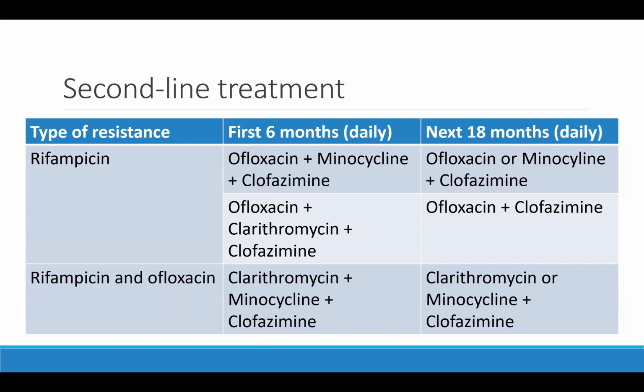For second-line treatment, in patients resistant to rifampicin, you may use a combination of ofloxacin, minocycline, and clofazimine, or ofloxacin, clarithromycin, and clofazimine. For patients resistant to rifampicin and ofloxacin, you can use clarithromycin, minocycline, and clofazimine.